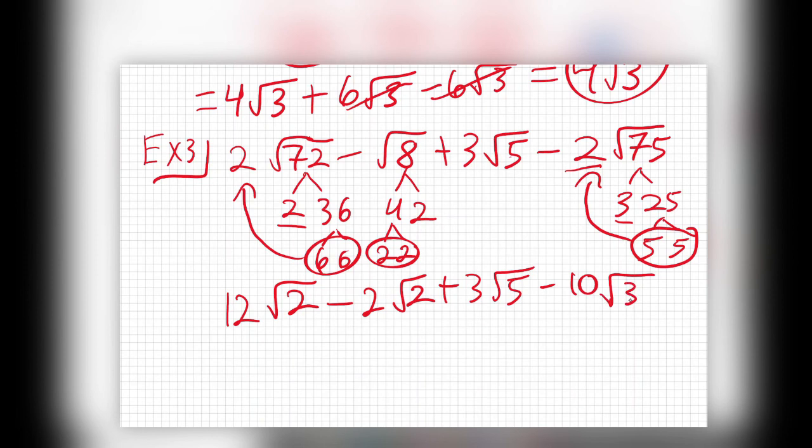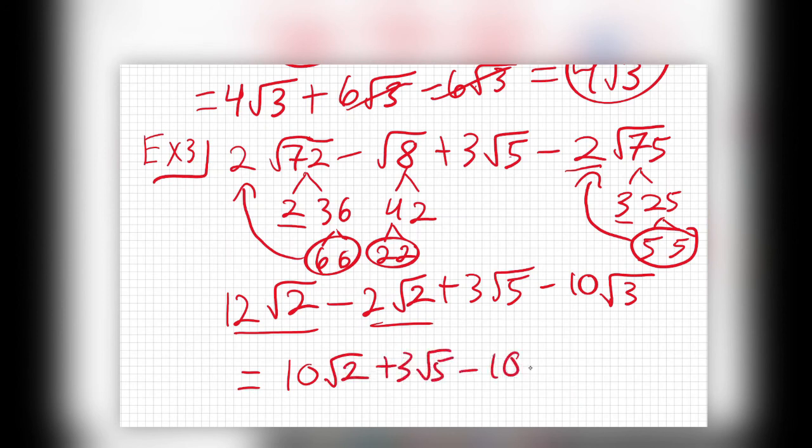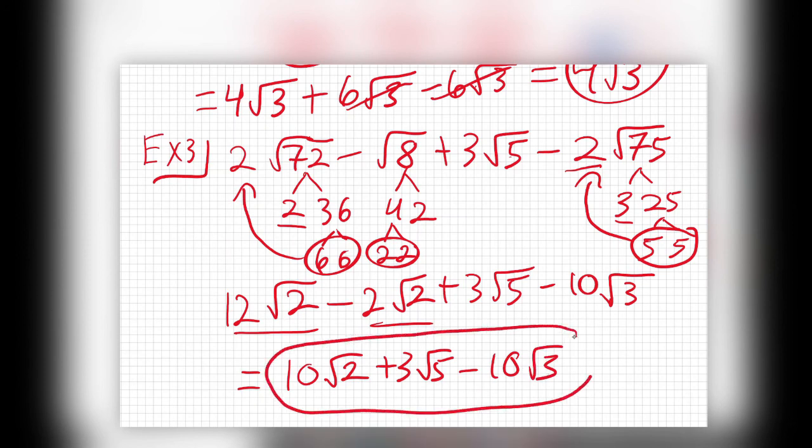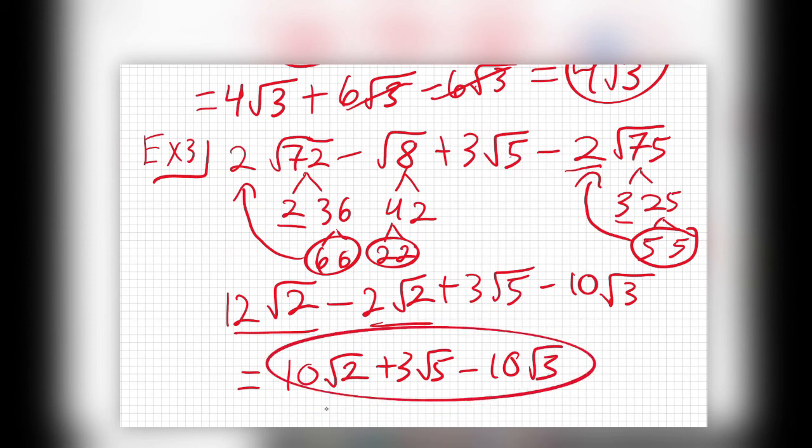Now, we only have one like term here. That's 12 square root of 2 minus 2 square root of 2. And that'll be equal to 10 square root of 2 plus 3 square root of 5 minus 10 square root of 3. This is your final answer because there is nothing else that we can combine with any of the other terms because we have a square root of 2, a square root of 5, and a square root of 3. And they're all different, so that means we are done.